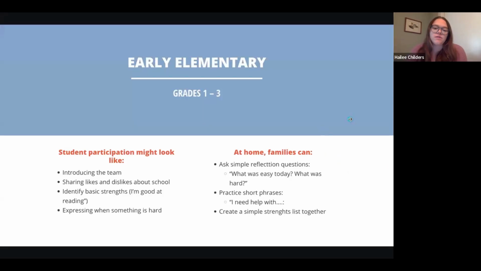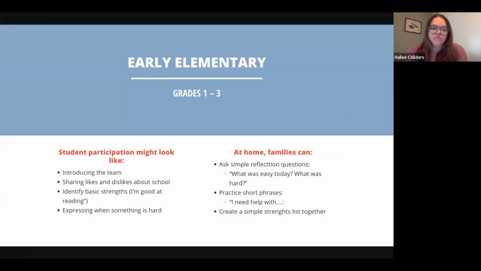In early elementary, those grades 1 through 3, student participation might look like introducing their team. This is Miss So and so. She helps me with writing. This is Mr. So and so. He helps me with my PE skills.